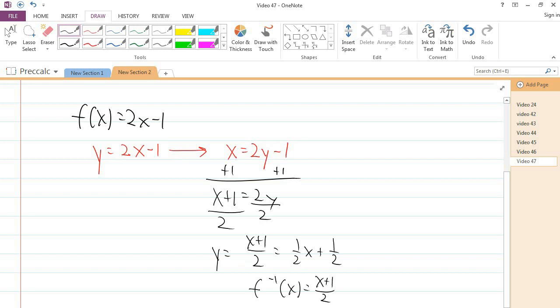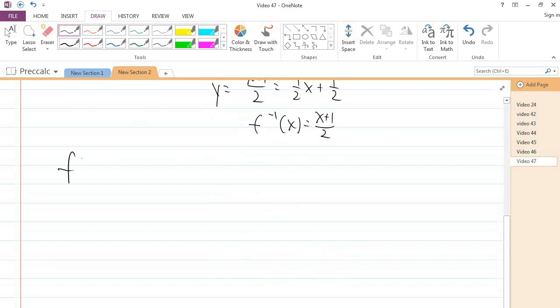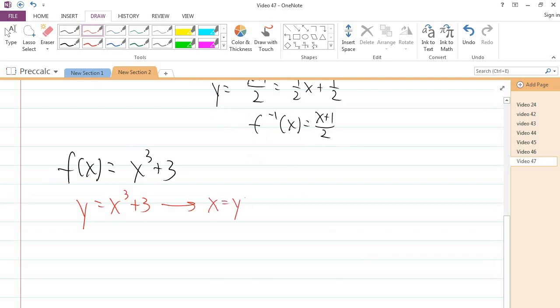Let's look at another one. Let's look at f of x equals x to the third plus 3. Okay? So that f of x is my y value. And to find the inverse, I exchange x and y. And then I just solve for y.